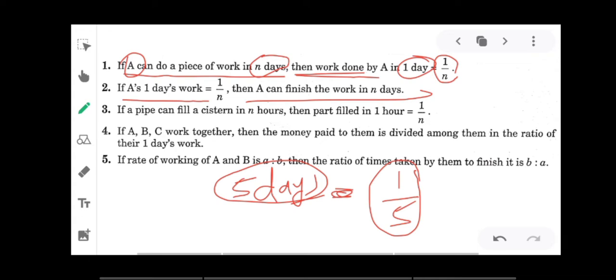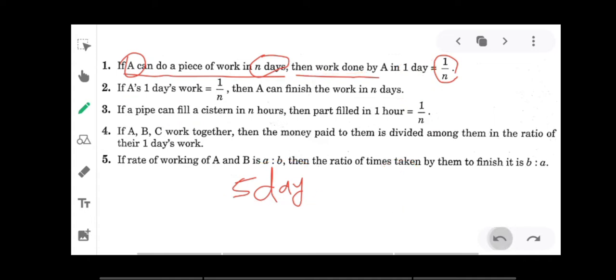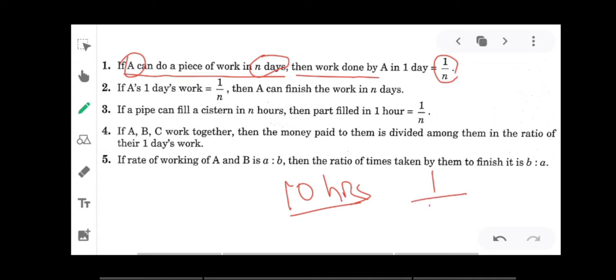Third formula: if a pipe can fill a cistern in n hours, cistern means tank or reservoir, then part filled in 1 hour equals 1 upon n. That means if a pipe can fill a tank in, for example, 10 hours, then in 1 hour it will fill 1 by 10th of the tank. Clear?